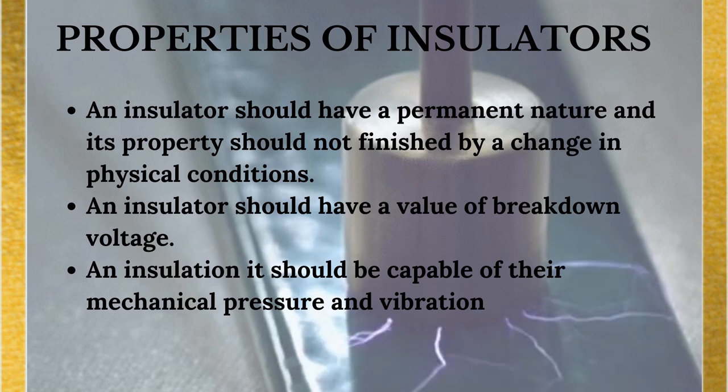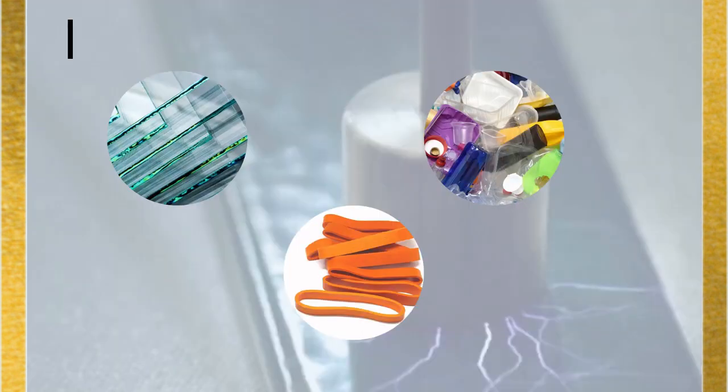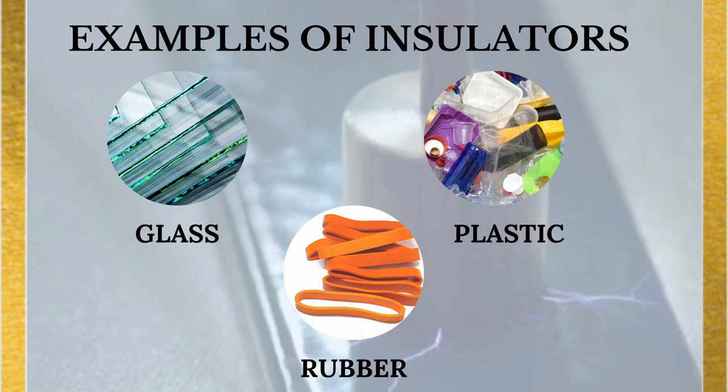Properties of insulators. An insulator should have a permanent nature and its property should not be lost by a change in physical conditions. An insulator should have a high value of breakdown voltage. An insulator should be capable of mechanical strength. Examples of insulators: glass, plastic, rubber.